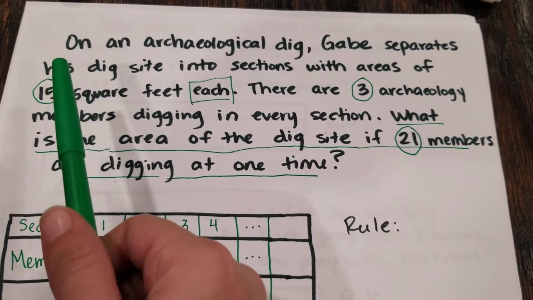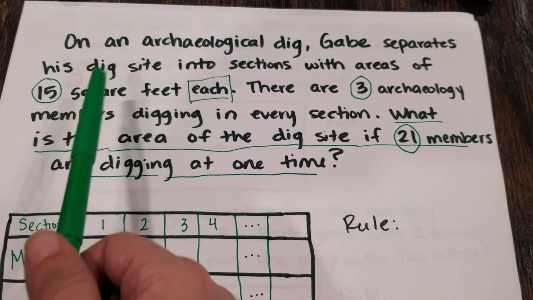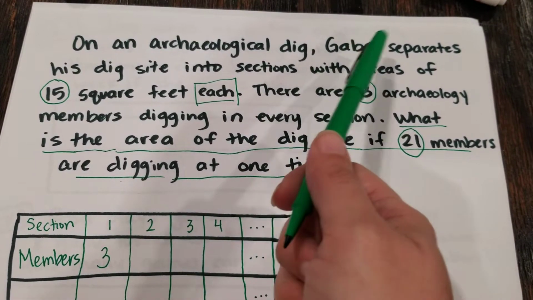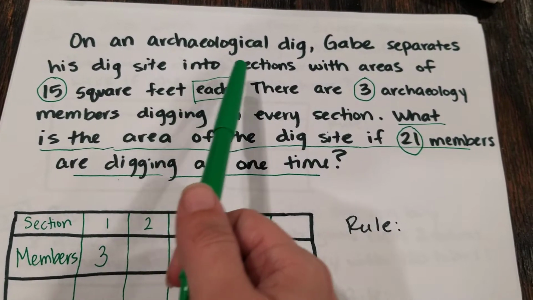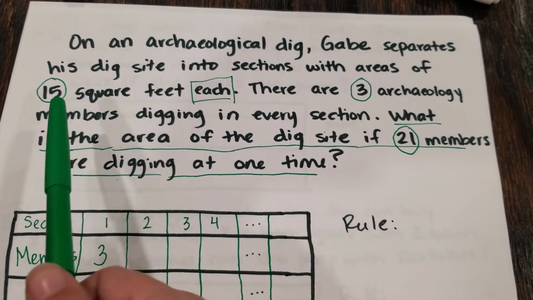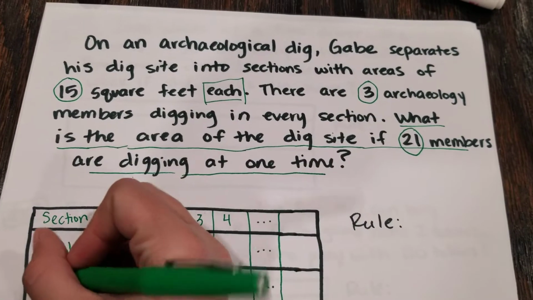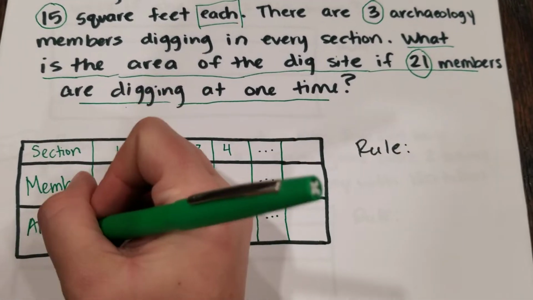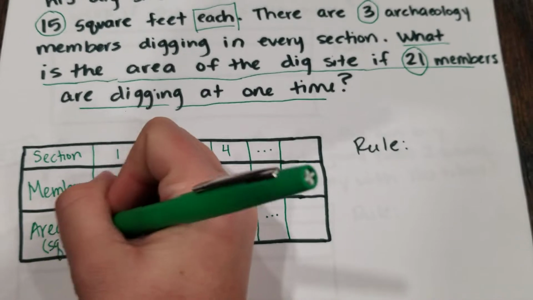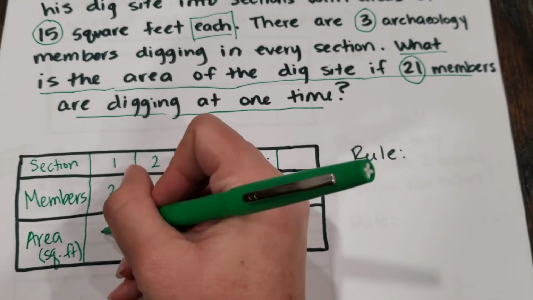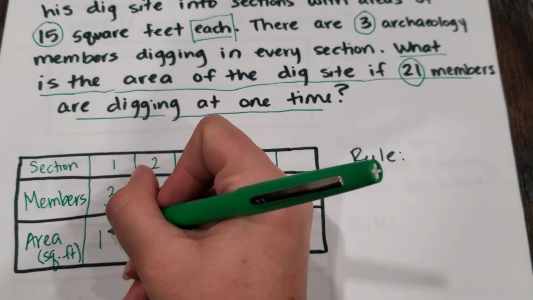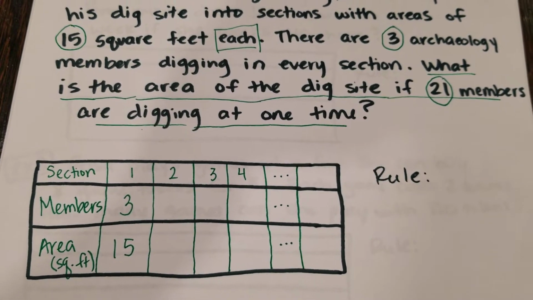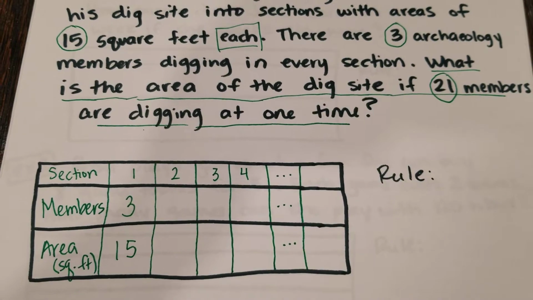The other number we have is 15. Okay, so 15 square feet is the area of each section. It says right here, Gabe separates his dig site into sections with areas of 15 square feet each. So we'll make this area, okay, area, and that's going to be in square feet. And section 1 with 3 members is 15 square feet because they're 15 square feet each. All right. So there's the beginning of our table.